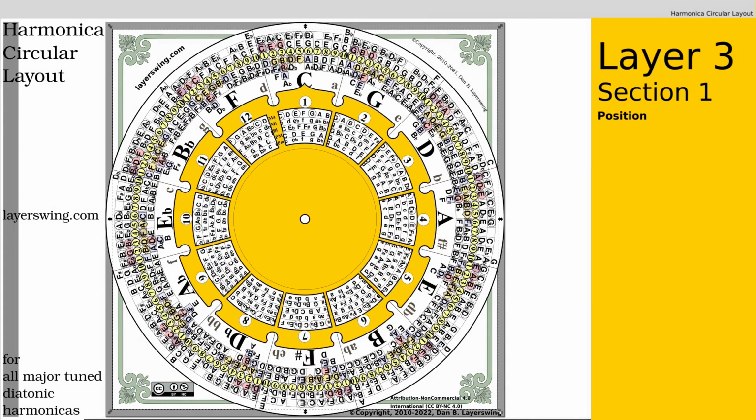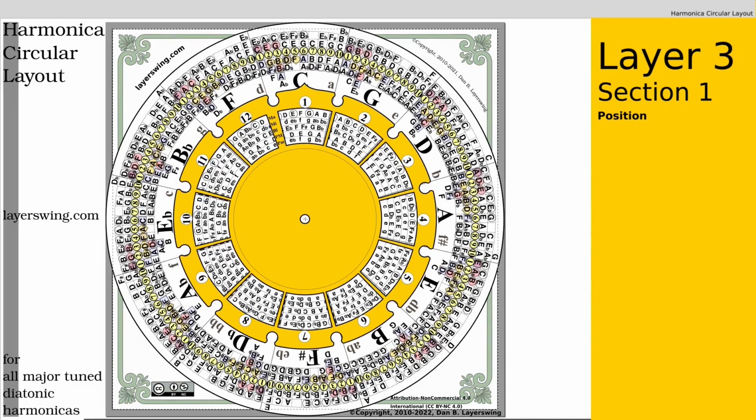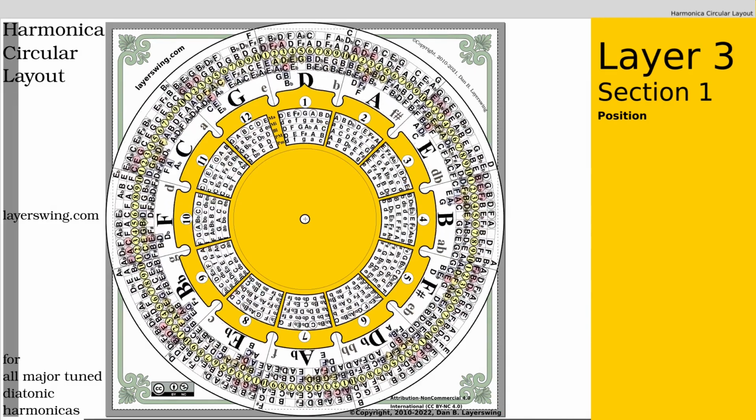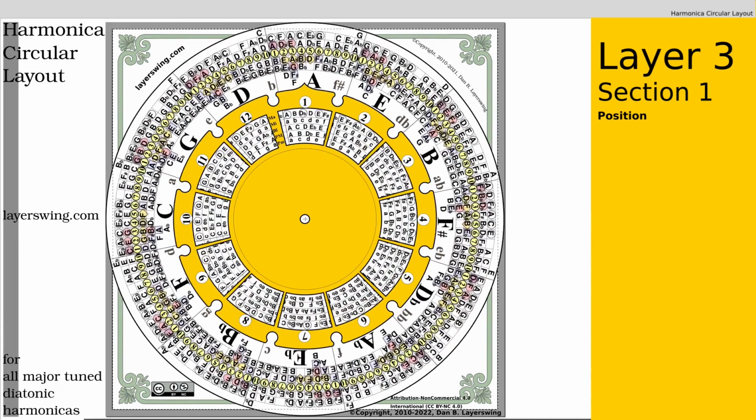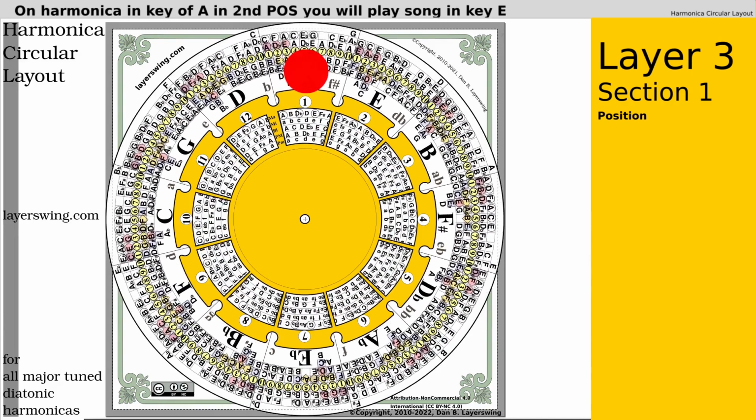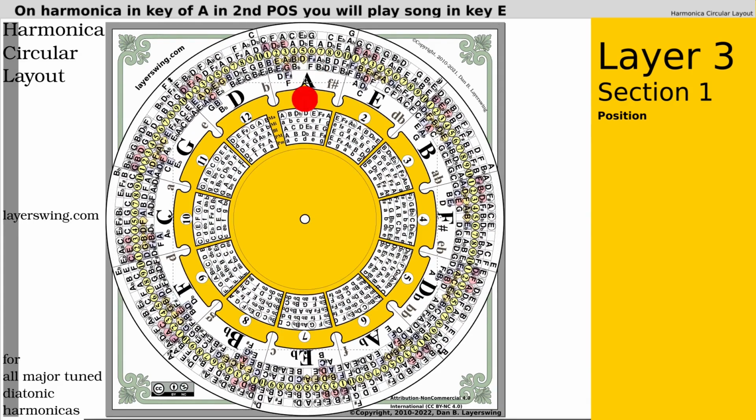Second type of question. I have a harmonica or a set of harmonicas. I am able to play in second position. Which will be the key of the song that I can play? Select your harmonica. Set the number 1 to the harmonica key. Read the key for number 2. 2 means the second position in which you are able to play. E, the key of the song.